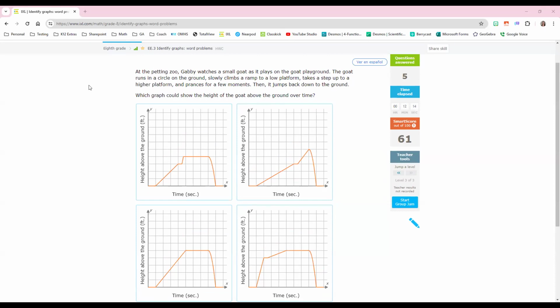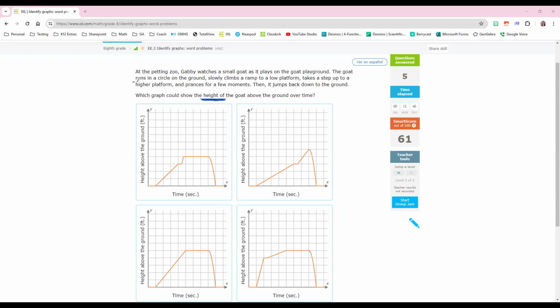At the petting zoo, Gabby watches a small goat as it plays on the goat playground. The goat runs in a circle on the ground, slowly climbs up the ramp to a low platform, takes a step up to a higher platform, prances around for a few moments, and then jumps back down to the ground. Which graph would show the height of the goat above the ground over time? All right, so that's key, we are trying to figure out the height of the goat. So that's what we have to keep in mind as we find our graph that matches.